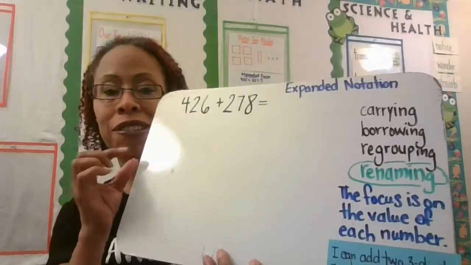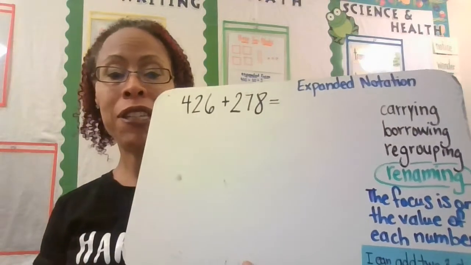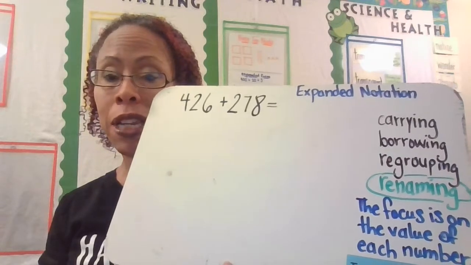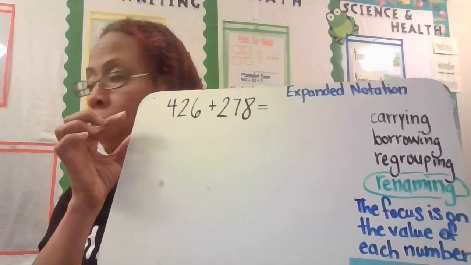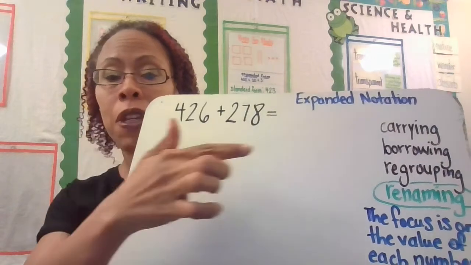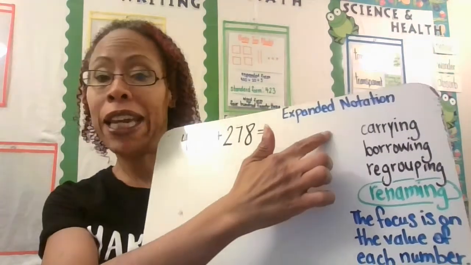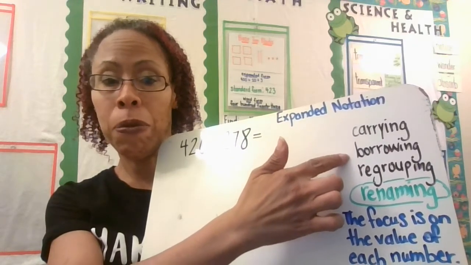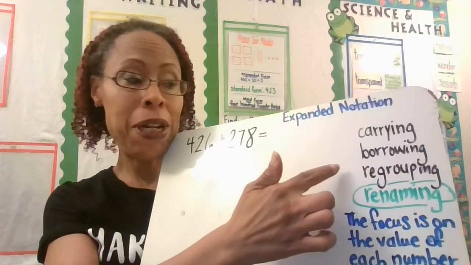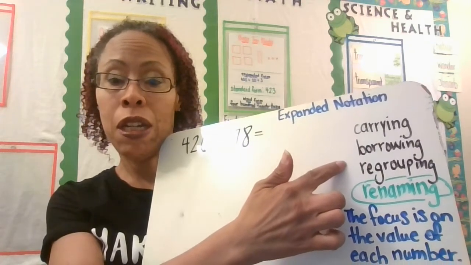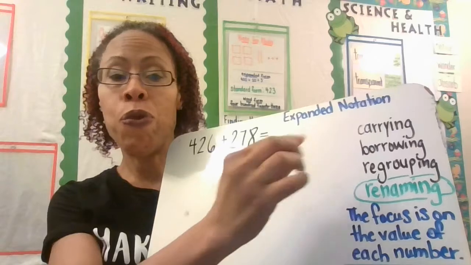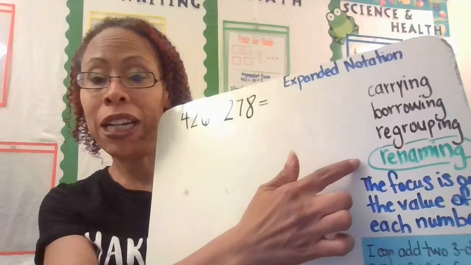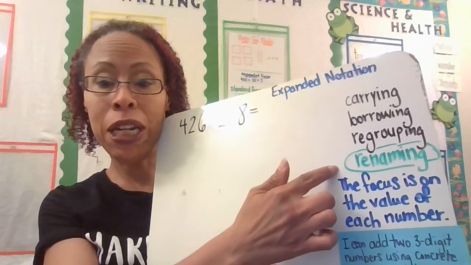Before we get completely started, let's talk about some of the terms that you may hear your parents or others sharing when you're adding numbers. You might hear them say, carry the numbers, you're carrying the numbers, you're borrowing. You want to borrow from the tens place, ones place. And you might even hear them say regrouping. When you are regrouping, you are rearranging the order, otherwise known as renaming. This is the term we use now, renaming.